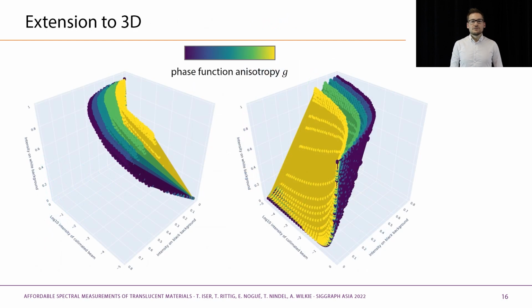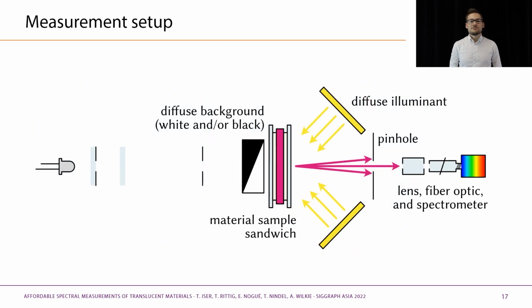Our paper also contains an expansion of this map to 3 dimensions, which allows representing phase functions of various anisotropy coefficients. The key point is that it is very easy to construct a physical setup that would measure exactly the 3 axes of our appearance map.